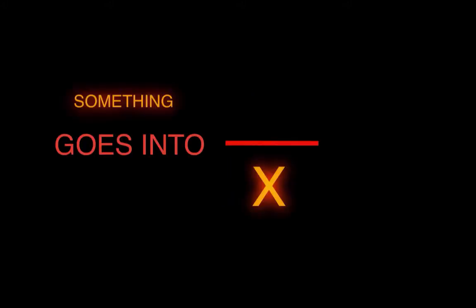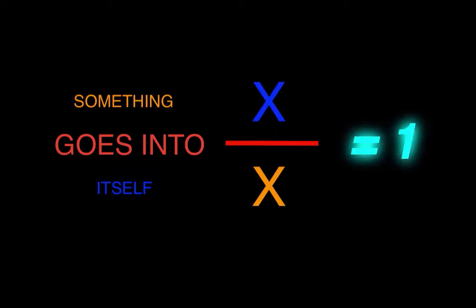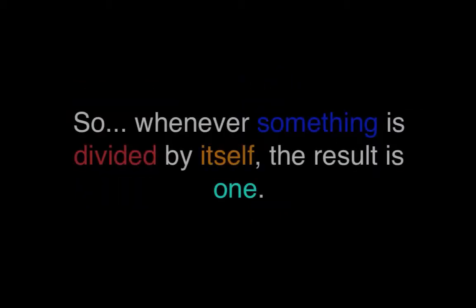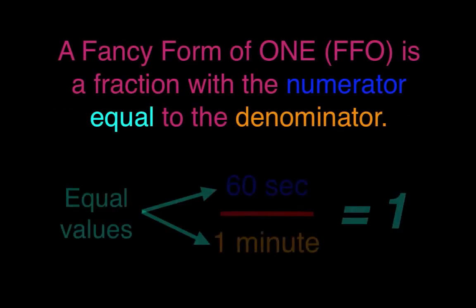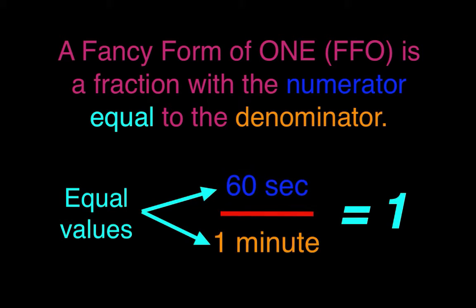Let's kick it up another notch. Let's say we took any number and divided it by itself. We'll use the variable x to represent any number. Something goes into itself one time. So whenever something is divided by itself, the result is 1. These are examples of what we can call a fancy form of 1, FFO for short. A fancy form of 1 is a fraction with the numerator equal to the denominator.